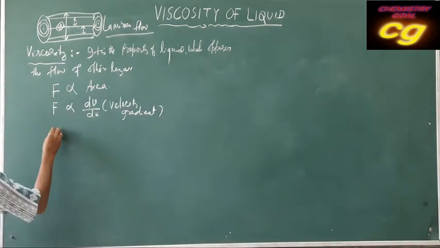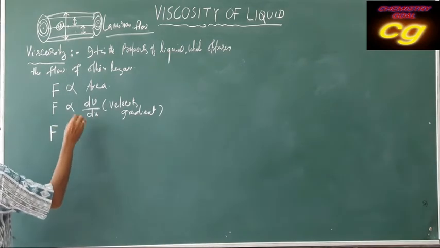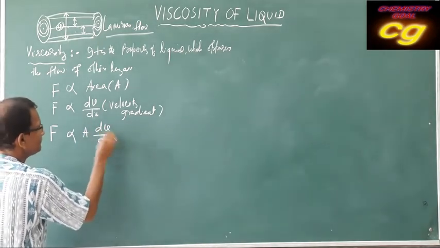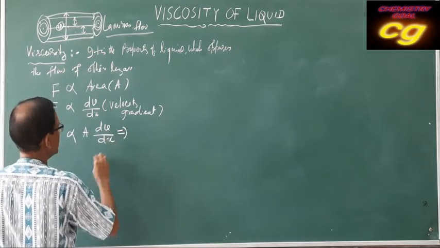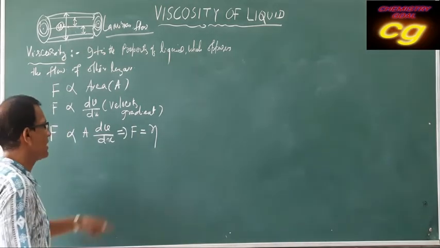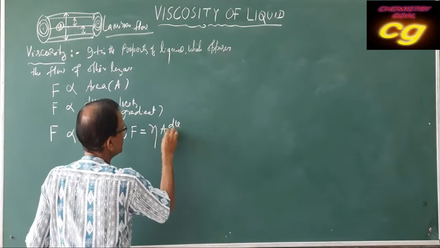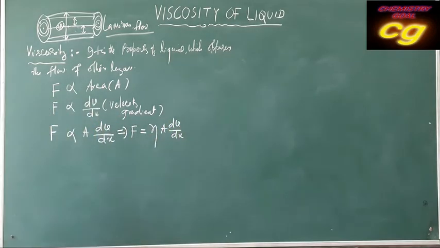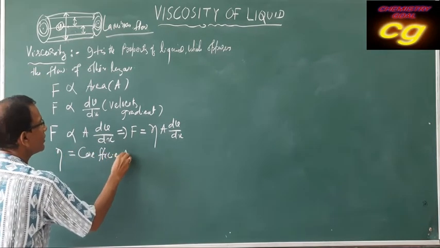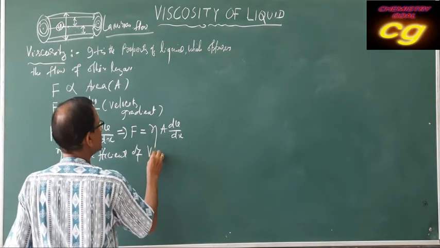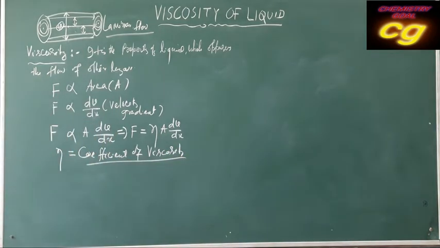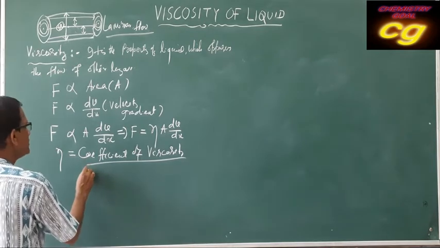So if you combine, this force is directly proportional to area, suppose A, and to dV by dx. This implies that force is equal to some constant eta times A times dV by dx. This is the symbol of the constant eta. What is eta? Eta is called the coefficient of viscosity. So force is equal to eta A dV by dx.